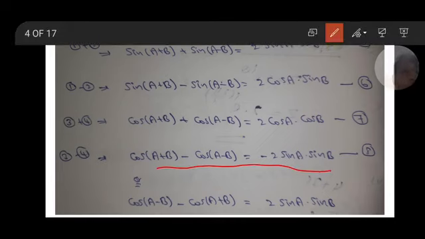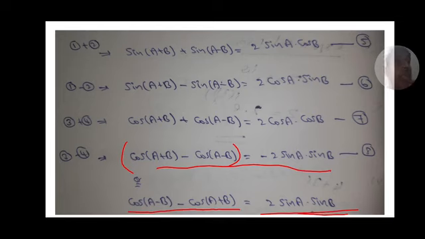Or if you take the minus common, it comes here as cos of A minus B minus cos of A plus B equals 2 sin A sin B. These are the 4 formulas.